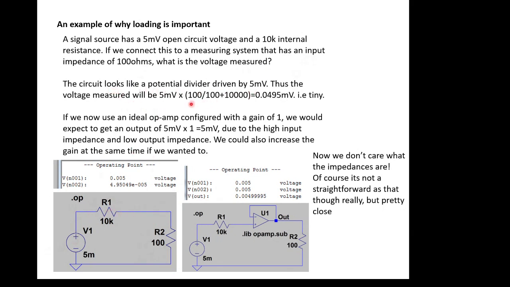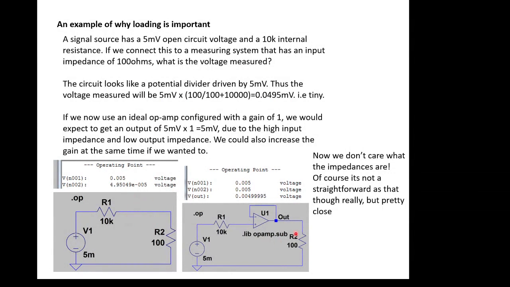In this case, the voltage measured will be 5 millivolts, which is the driving voltage, times the potential divider, which is 100 over 100 plus 10. Okay, that comes out at 0.0495 millivolts. So although you've got 5 millivolts here, you will only measure 0.0495 millivolts here because it's loaded.